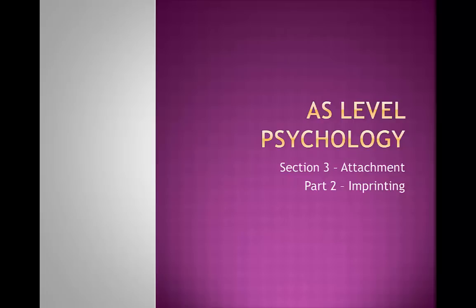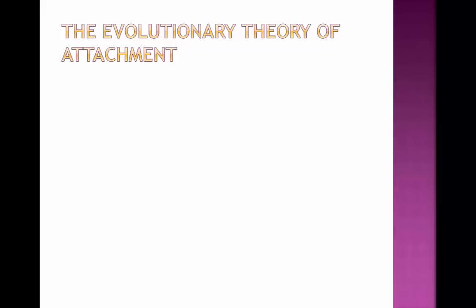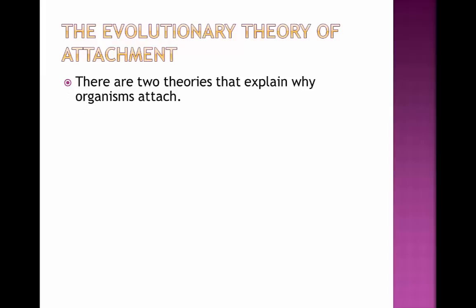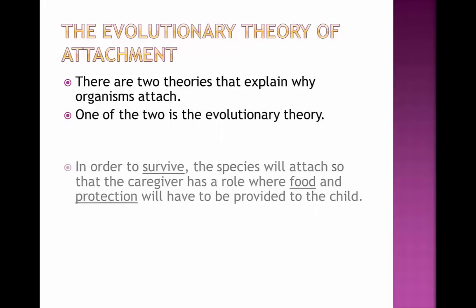Today we're going to be looking at imprinting, the evolutionary theory of attachment. There are two main theories that explain why organisms attach to one another. In the last video we explained that there is the evolutionary theory of attachment and the learning theory of attachment. One of the two is the evolutionary theory.